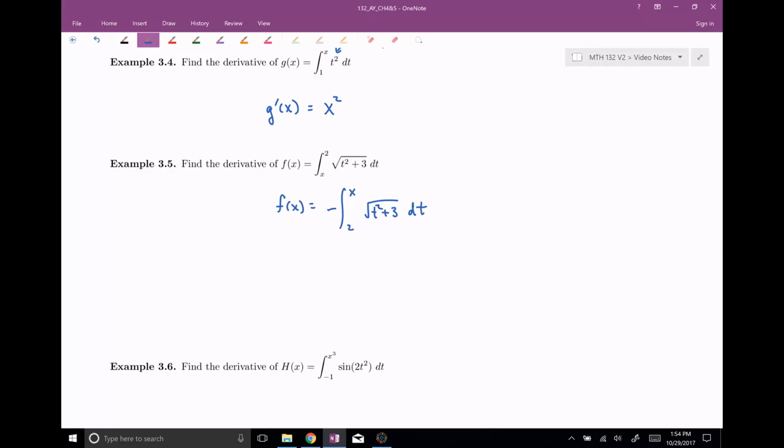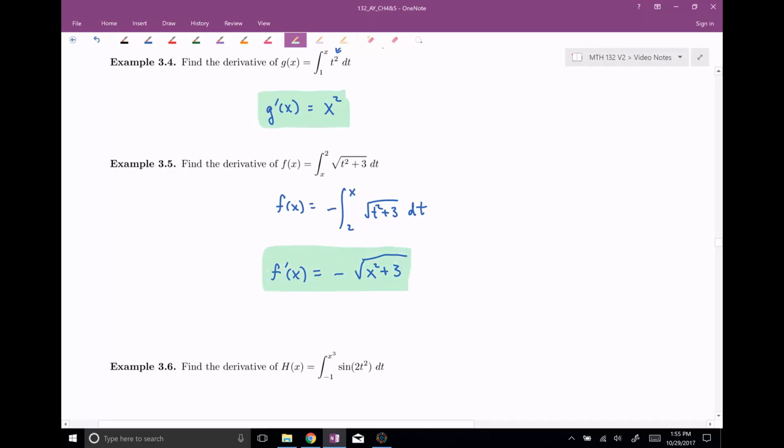So now, if we want to go ahead and take the derivative of this thing, well, that negative sign is going to be along for the ride. And again, everywhere I see a t, I'm going to plug in an x. So this is going to be root x squared plus 3. So again, everywhere I see a t, I plug in an x. That's what the first part of the fundamental theorem of calculus says. Let me go ahead and start highlighting these, making them look all nice.